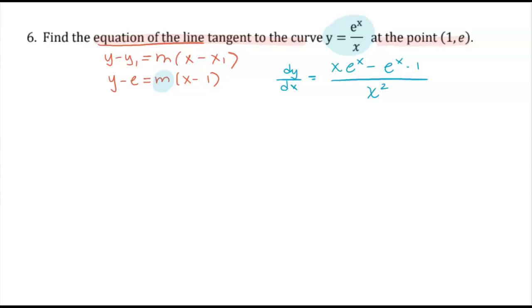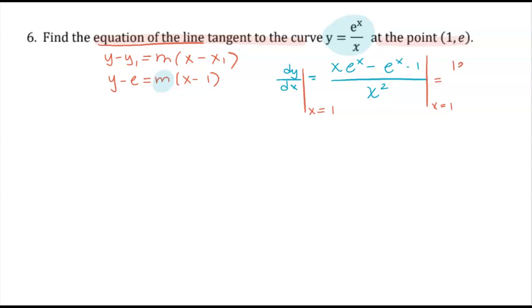And we need to plug in these values, 1 and e. So let's evaluate this at (1, e). We only really need to plug in the 1. So let's write it out: evaluate at x equal to 1, kind of like our limit notation. I still have that x there, so I'm going to make sure that this is clear.